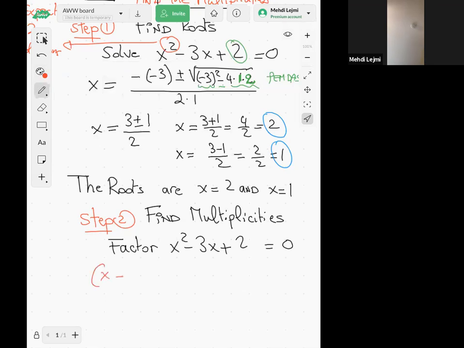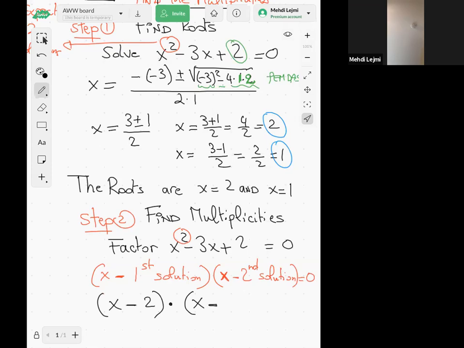You just take x minus, again, we expect 2 solutions, right? It's x minus the first solution times x minus the second solution equal to 0. My first solution is 2, so it's x minus 2, times x minus my second solution, which is 1. So it's times x minus 1 equal to 0. So you see, here's the factorization of your f of x.